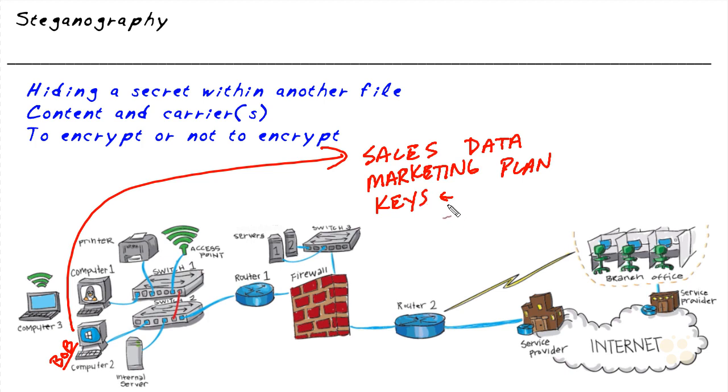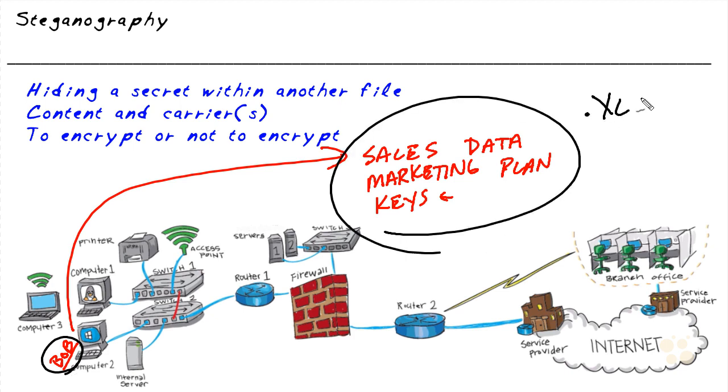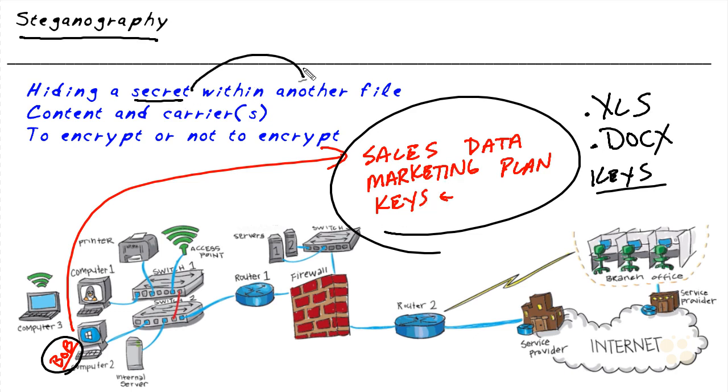So just for a moment, even though Bob has been so good to us over the years, let's say that Bob becomes disgruntled and he wants to smuggle some of that information out. Maybe there's Excel spreadsheets or Word documents or long strings of keys. Bob could use steganography to do that. And steganography is all about the concept of hiding a secret, for example, the marketing plan, the sales data, or the keys within another file.